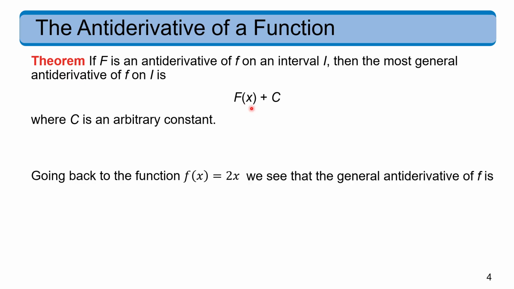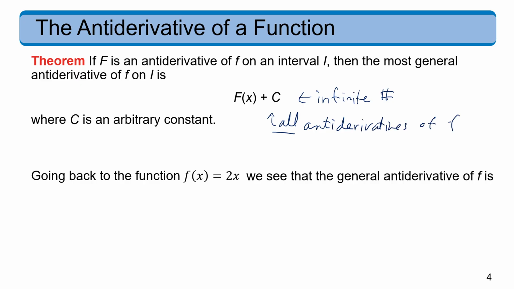So if you take F of x plus any possible constant, you now have an infinite list of antiderivatives, because there's an infinite number of choices for that constant. That infinite list of functions is all of the antiderivatives of little f. There are no others. That's an important thing to know because our goal is often to find all of them. And this theorem tells you how to find all of them.